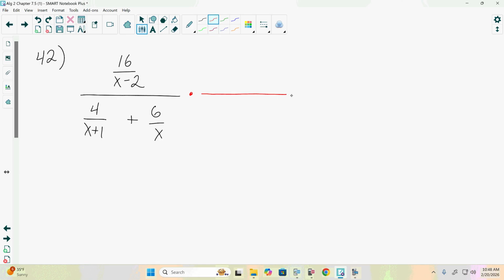So we'll look at 42 as well. 16 over x minus 2, all over 4 over x plus 1, plus 6 over x. Now we need to figure out what we need to multiply through to get the denominators to cancel.